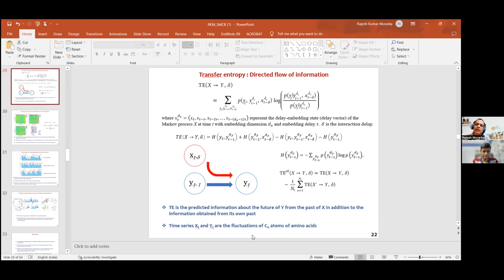Your point is well taken. I understand what your point is, that why we are not taking the torsional angle as a time series, rather than C alpha. Exactly. Okay.